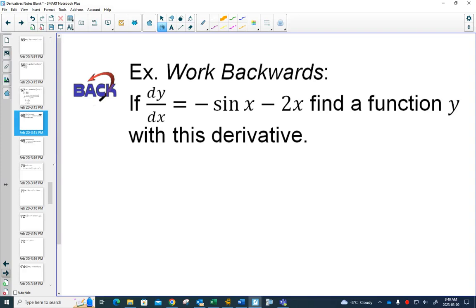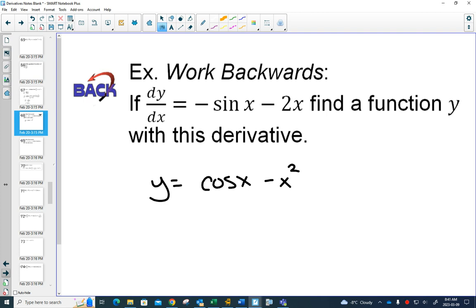Can you work backwards? Would it be positive or would it be negative? You went backwards from a negative sign, so it would have to be positive cos. And then the minus 2x, working backwards, it would have had to originally have been a minus x squared.